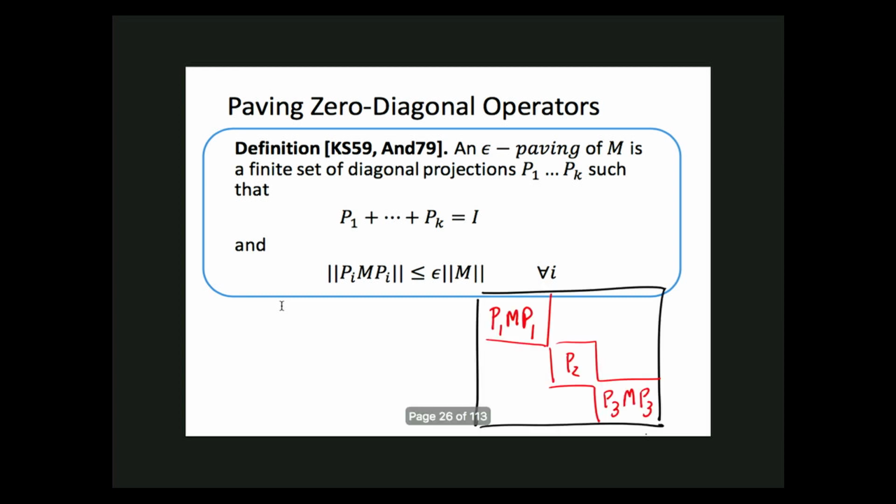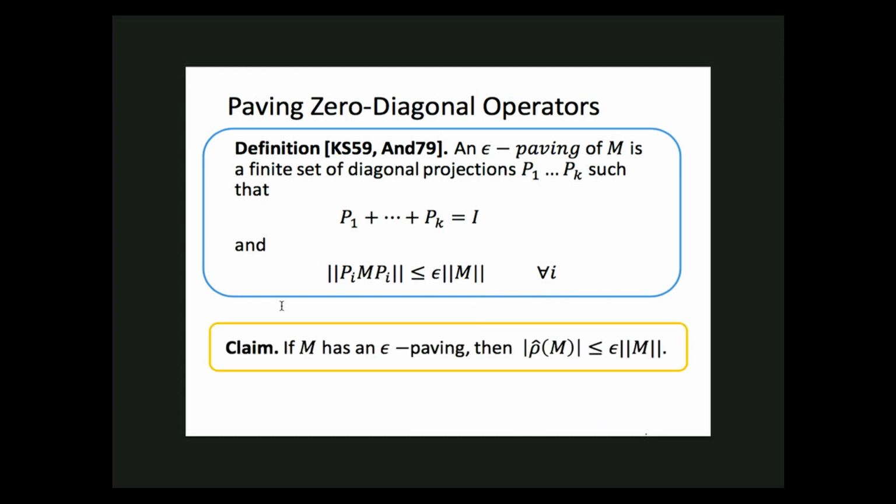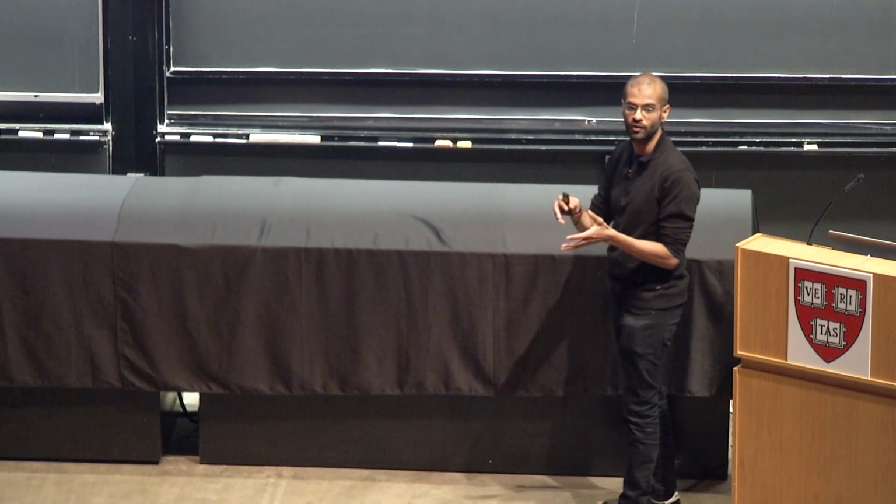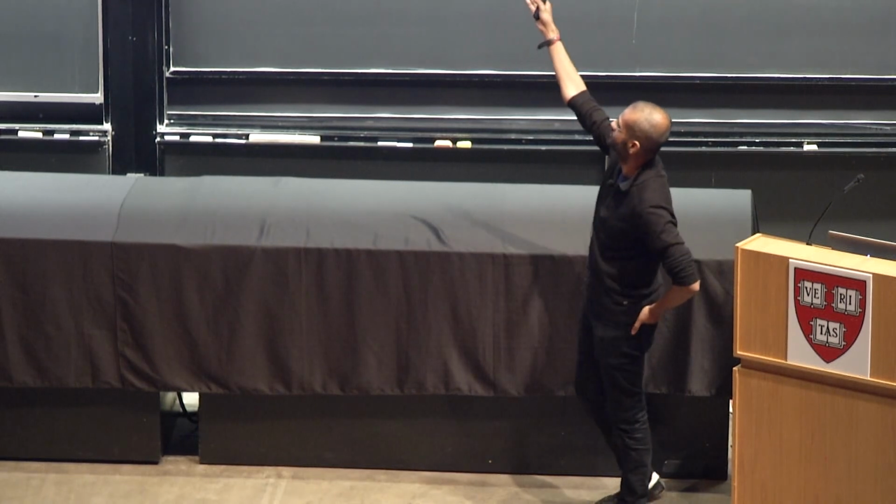Okay, so the picture is something like this. You have some matrix M. It's infinite, but you're interested in partitioning it into finitely many blocks, matrices like this. So each one is smaller than the original matrix in norm. And the reason this is useful is that if a matrix has an epsilon paving, then every pure state extension rho hat of M is at most epsilon times the norm of M. So the existence of an epsilon paving shows that this pure state has to be small on this matrix. And the proof is actually just a line.